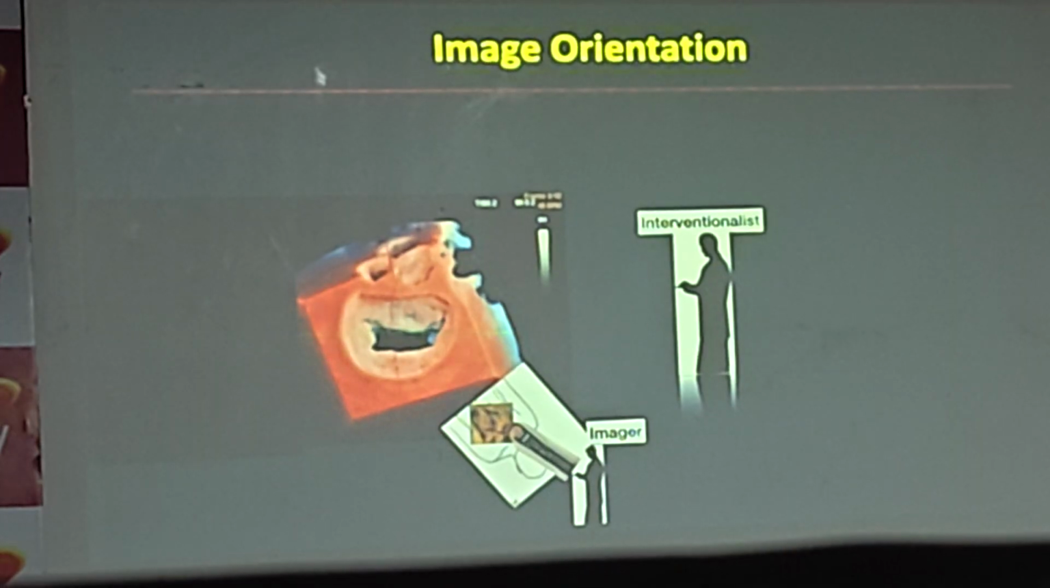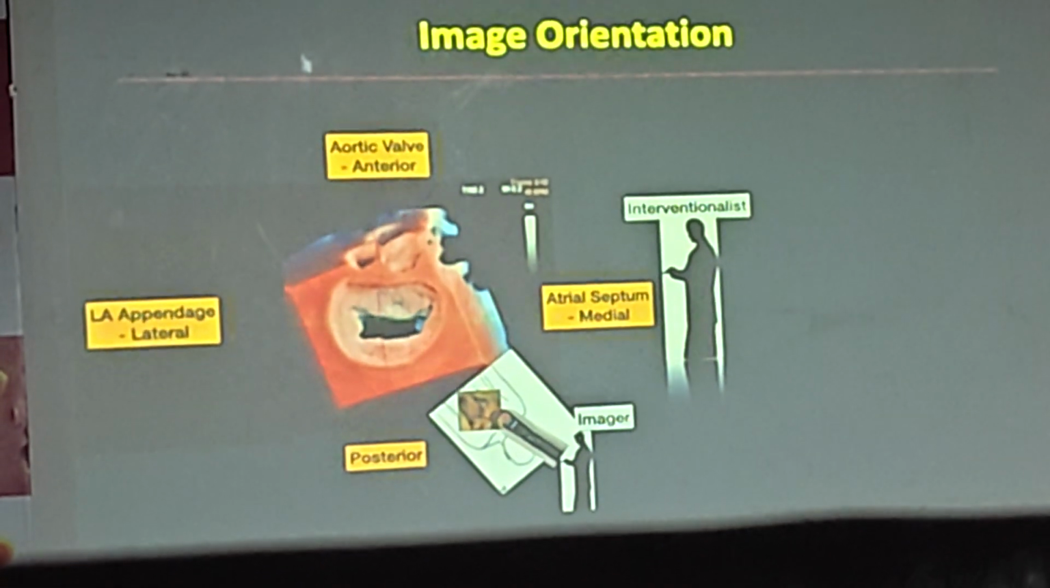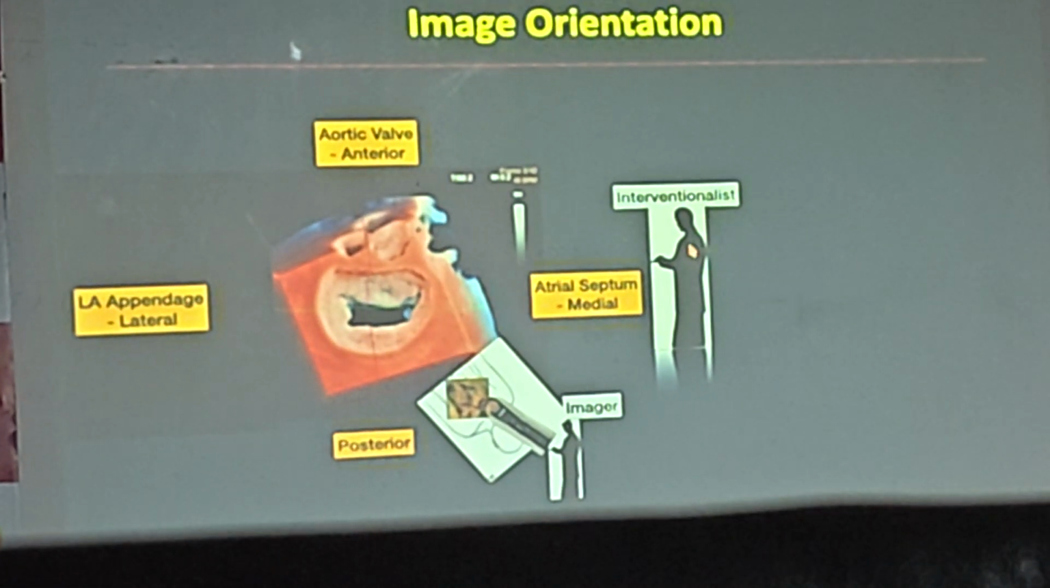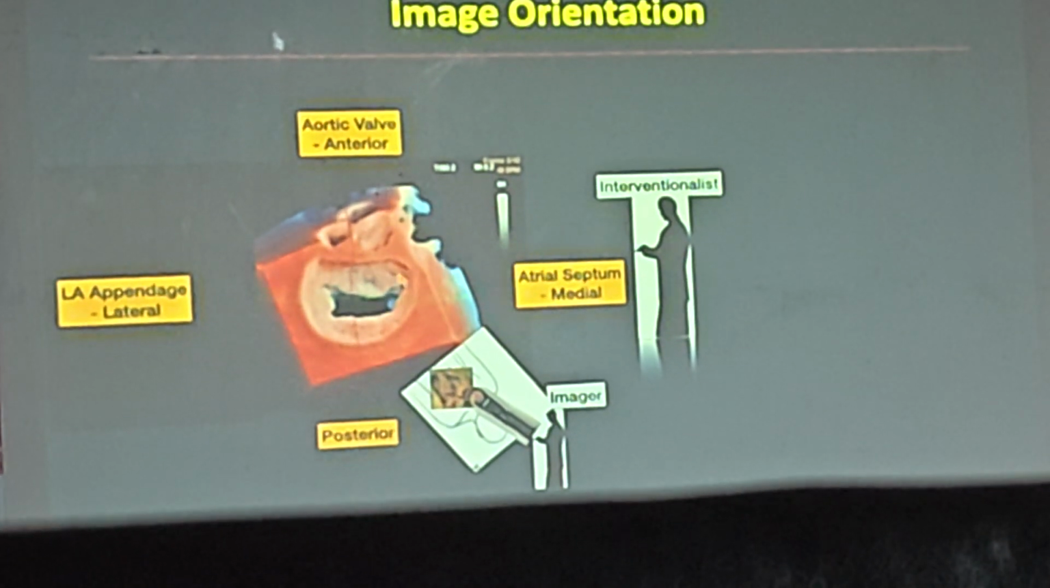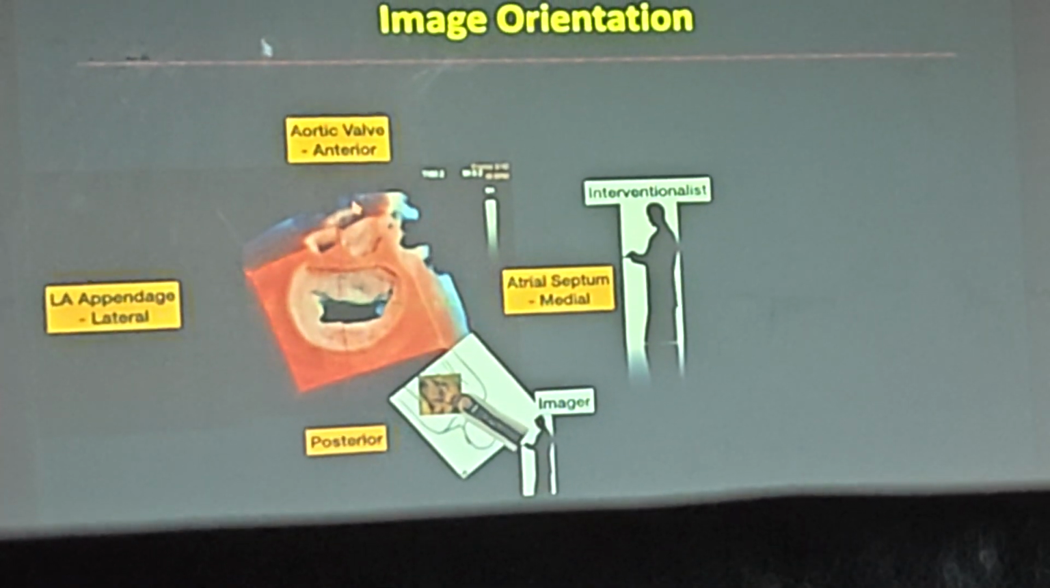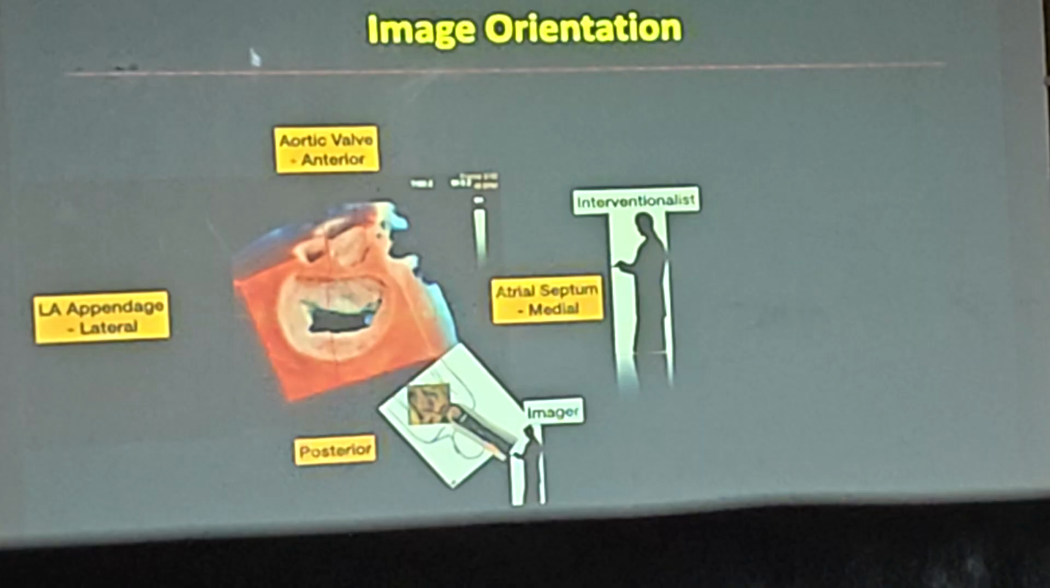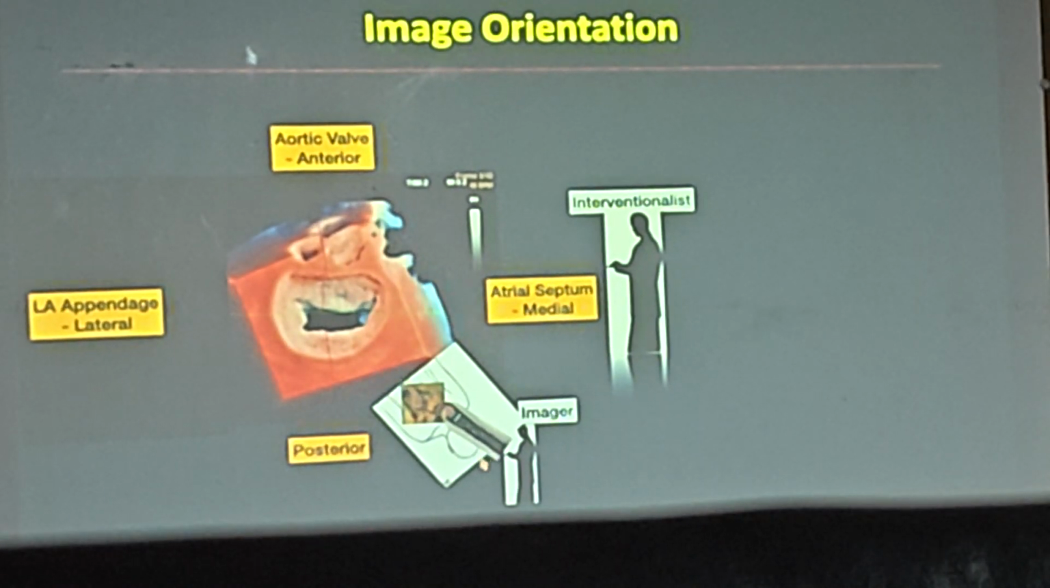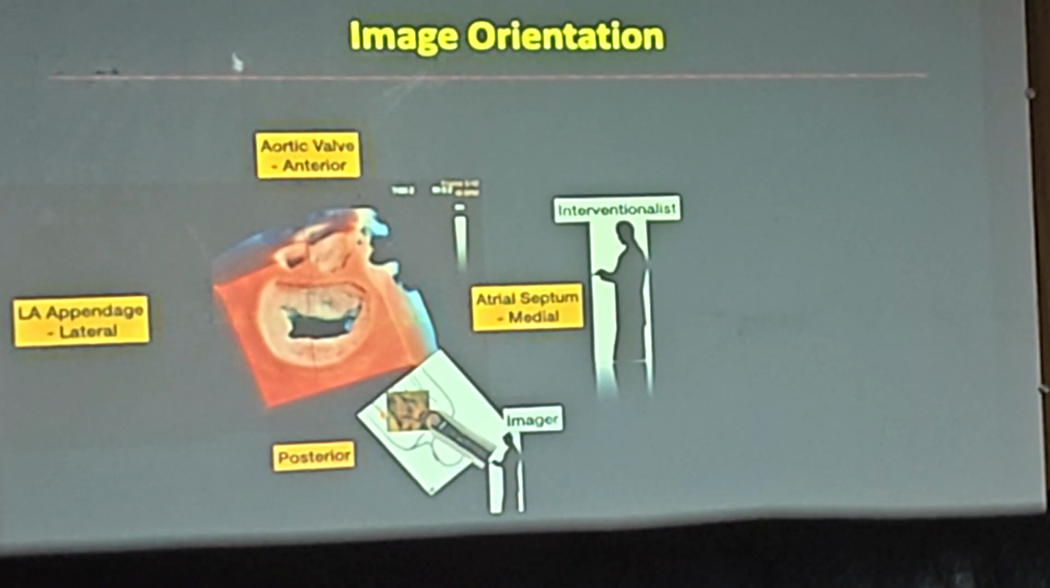Now let's look at the mitral valve a little more closely. First and foremost, you are the interventionalist, you are on this side, and the patient is lying here, the head on this side and the feet on the other side, and the probe is going down, and either you or the imager is putting the probe inside.